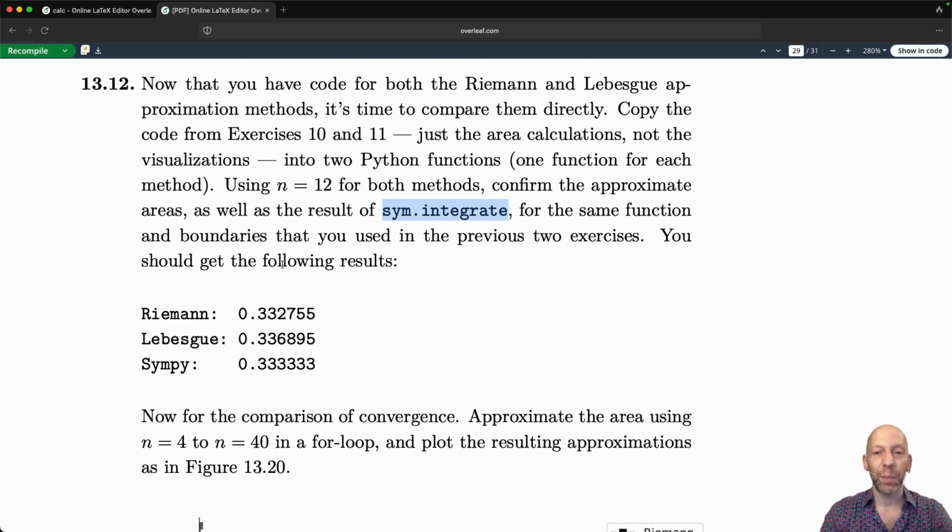If you implement this correctly, then you can print out the results for the Riemann sum, the Lebesgue approximation, and the SymPy exact calculations. You should be able to reproduce my results. I'm first going to show you this code, and then we'll get back to looking at the plot.